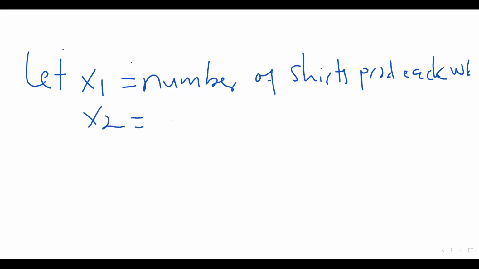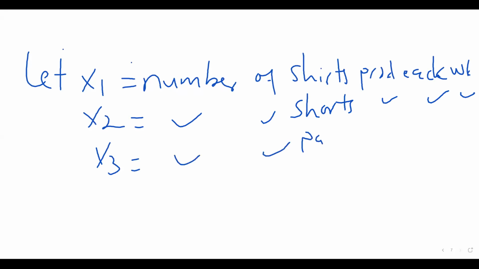X2 will be the number of shorts produced each week. X3 will be the number of pants produced each week. So that is what you have as your decision variable. Okay. If you understand this, you are good to go.